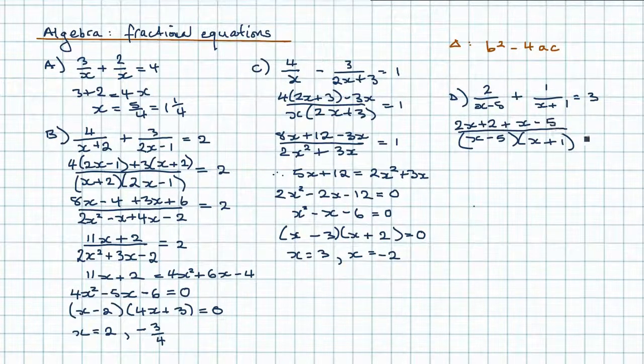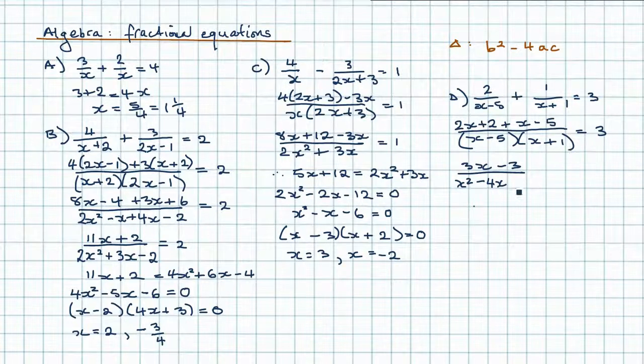Alright, what next? Multiply out the denominator. So we've got, well, might as well do the numerator as well. We've got 2x plus x is going to be 3x, and we've got 2 minus 5 is minus 3. So that was nice and straightforward. What about the denominator? So I'll gather like terms at the same time. So x times x is going to give me x squared. X times 1 is x, minus 5x gives me minus 4x. And minus 5 times 1 gives me minus 5, equal to 3.